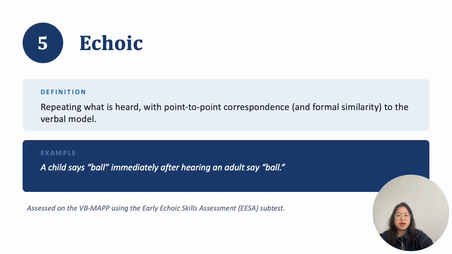So the fifth operant is the echoic. It's repeating what is heard with point-to-point correspondence and formal similarity to the verbal model you provided. So here is an example: a child says "ball" immediately after hearing an adult say "ball." The echoic is assessed on the VB-MAPP using a dedicated subtest called the Early Echoic Skills Assessment, or ESA, developed by Barbara Esch. So you'll work with that subtest directly in lesson 2.